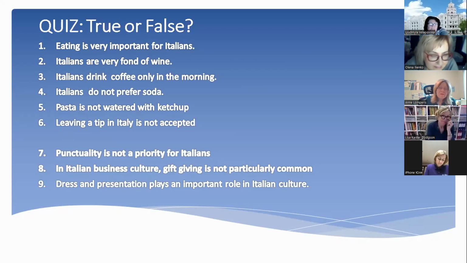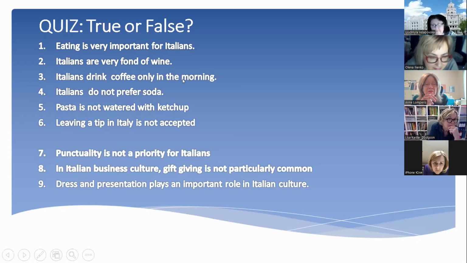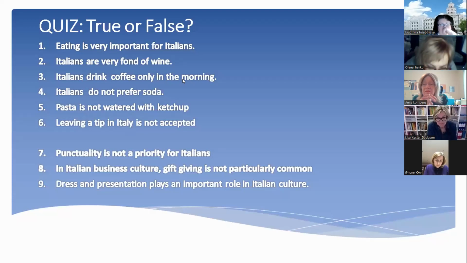We will be very grateful. And I would like, for example, Ukrainians. If we change to Ukrainians, I would like you also to put true or false: whether eating is very important for Ukrainians, whether Ukrainians are very fond of wine, whether Ukrainians drink coffee only in the morning. So what you need to put there is the number and T or F. It will be very easy to follow.